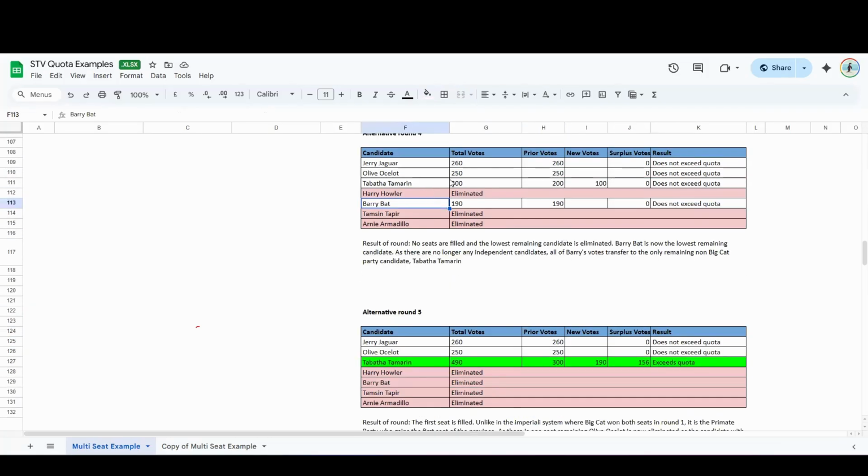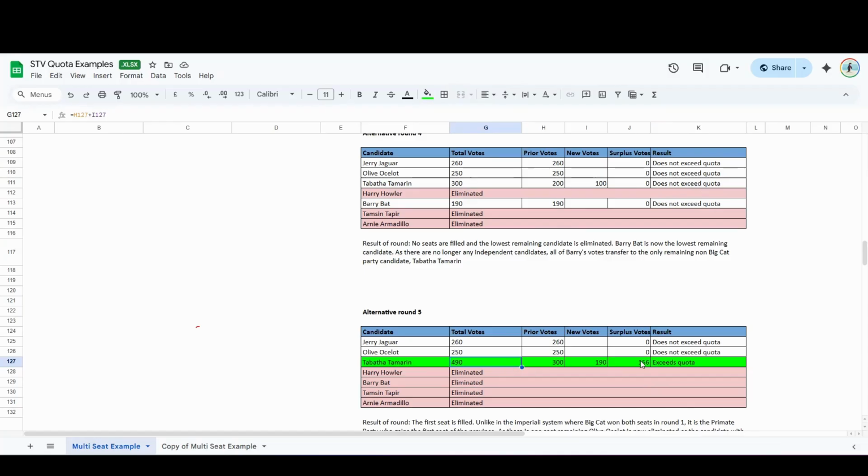And in this instance, Barry Batt has been eliminated, but we know that independents prefer the Primate Party over Big Cat. So in this instance, Tabitha Tamarin is actually the first seat elected, whereas under the previous system, the Big Cat got both. In this example, Primate Party actually gets the first seat.